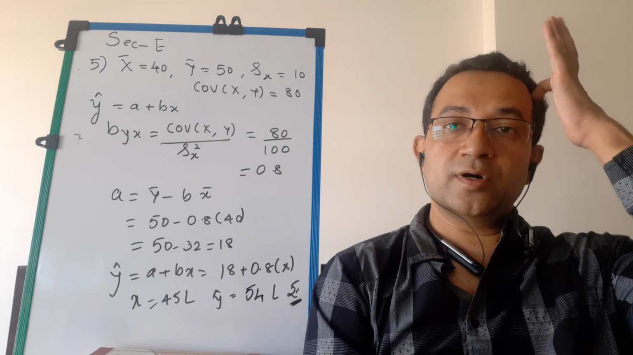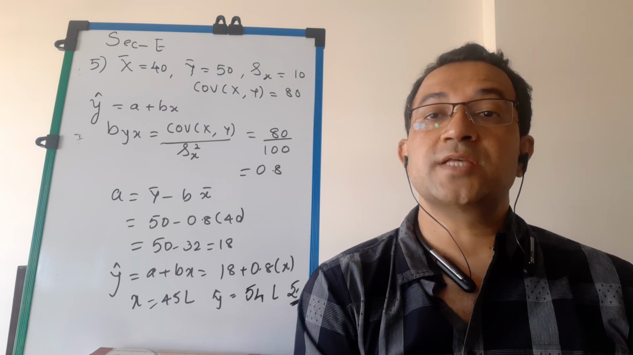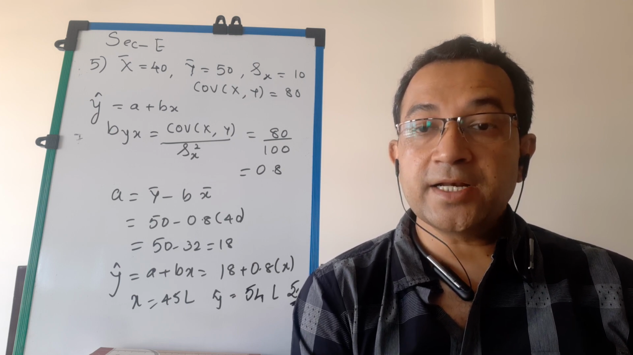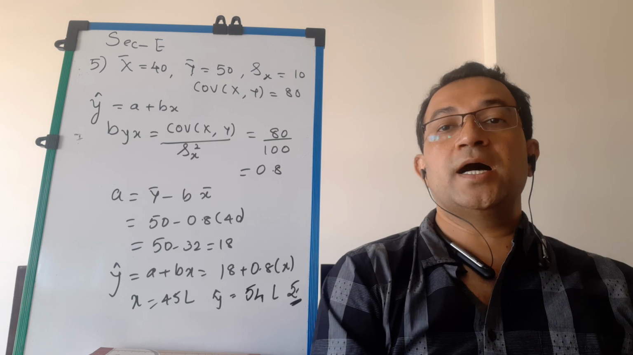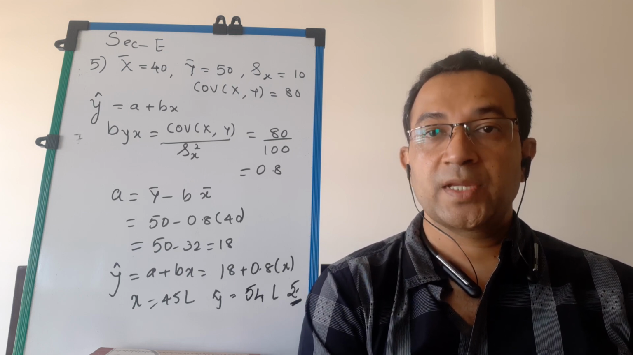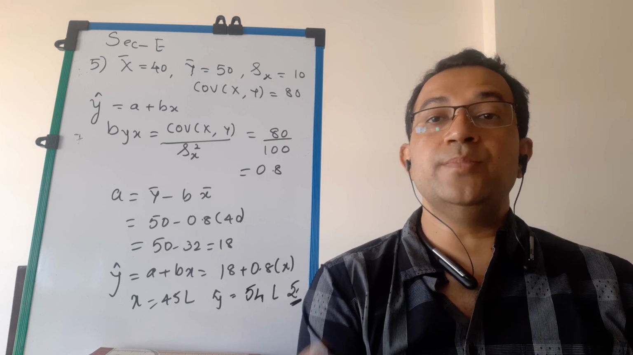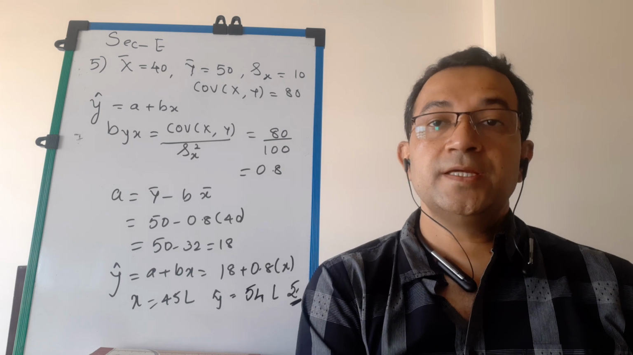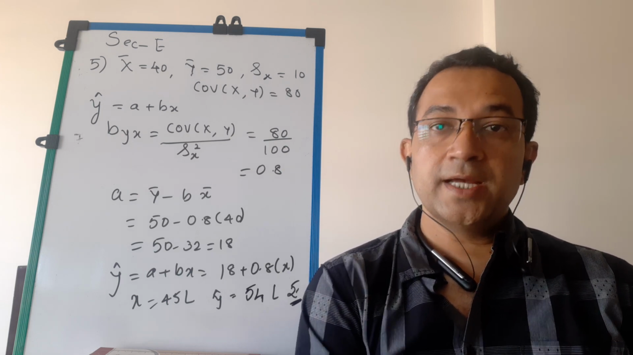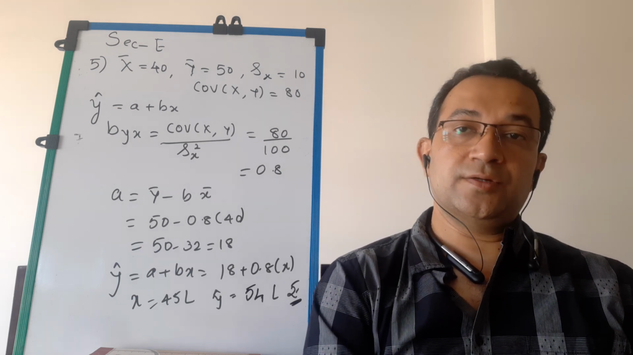The first and foremost, and very important property, students: the numerical signs of correlation coefficient r and regression coefficient b are either both positive or both negative. It cannot be that r is positive and b is negative. If r is positive, students, b has to be positive. And if r is negative, students, then b has to be negative.